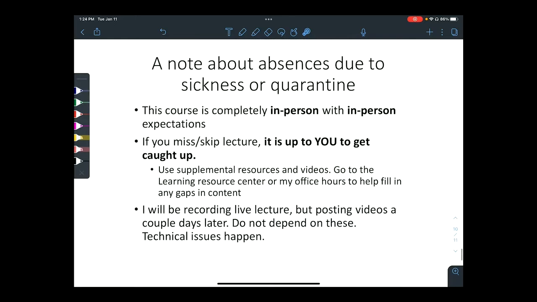Okay, and lastly, a note about the day and age of COVID and absences, sicknesses. This course does have in-person expectations. Have any of you been to a lecture this large in person?